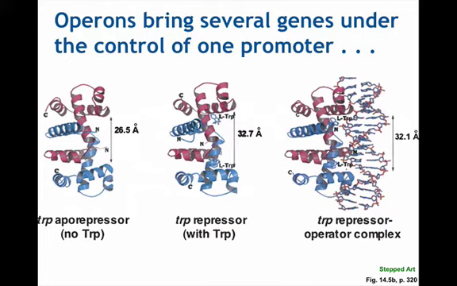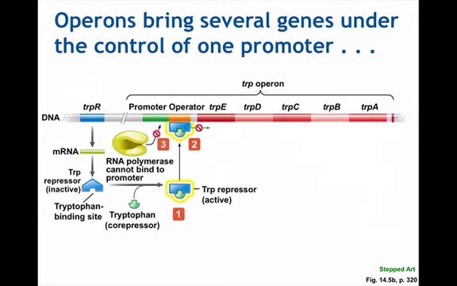Yes? Is the regulatory gene in close proximity to other genes? The regulatory gene for trip is not really close by, but it doesn't need to be. Good question. Something else?